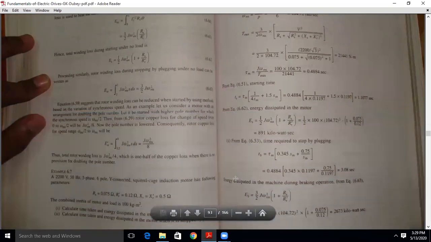Then, energy dissipated in the machine during braking operation. Again, the second point we need to get is EB, that is energy dissipated during braking. This is the formula, so just by putting the values, you can get EB. In the third point, what is asked is the resistance: what is the resistance to be inserted in that particular motor?